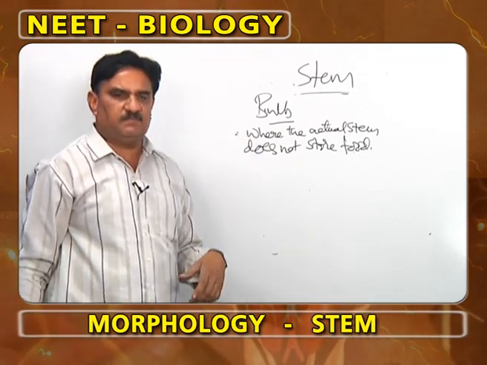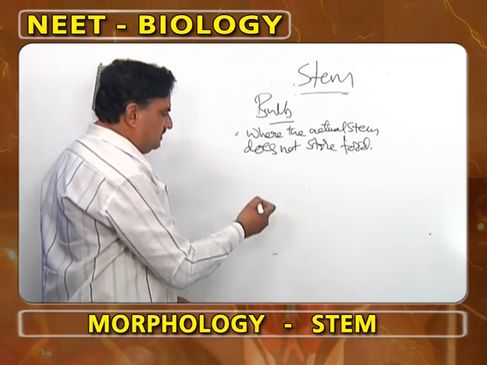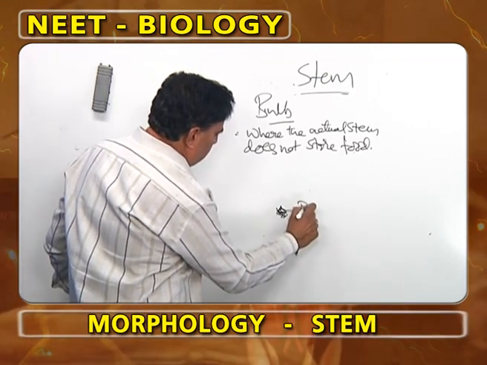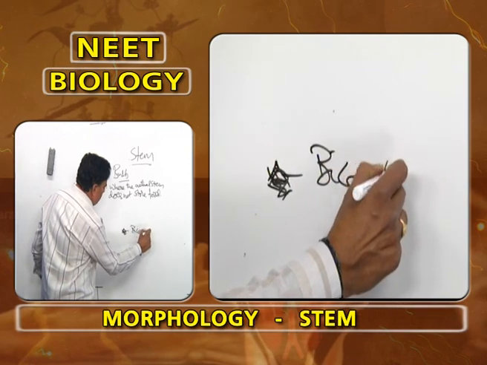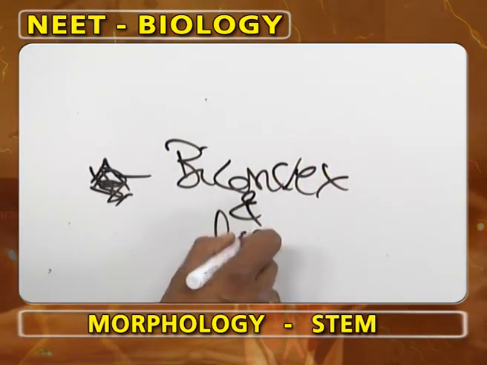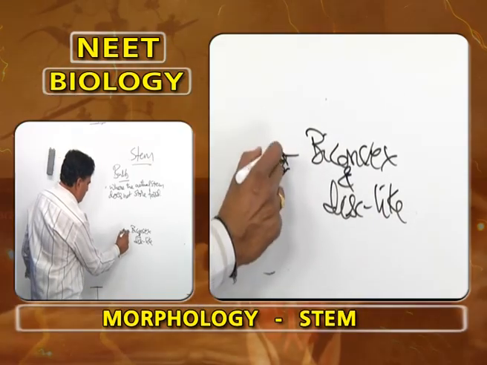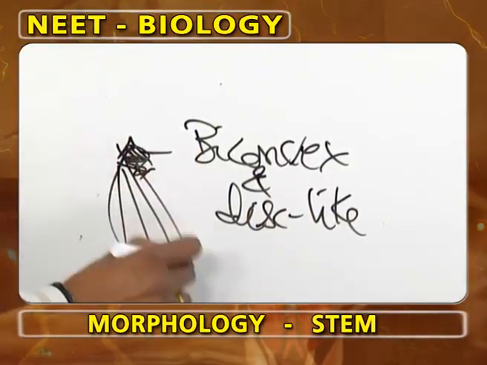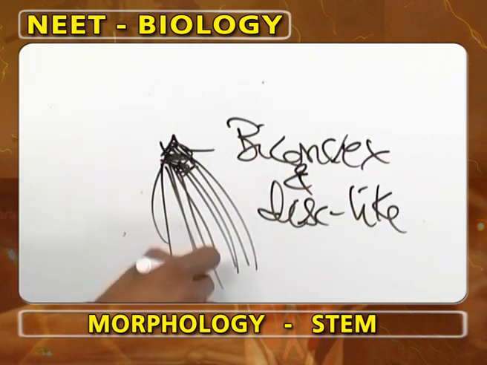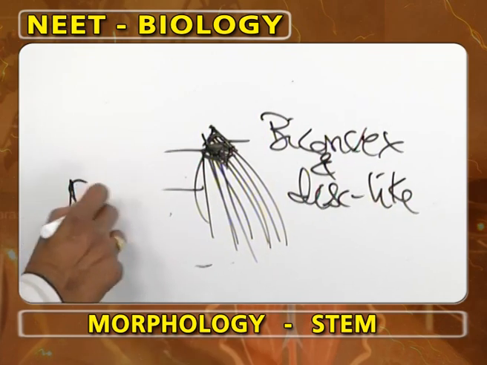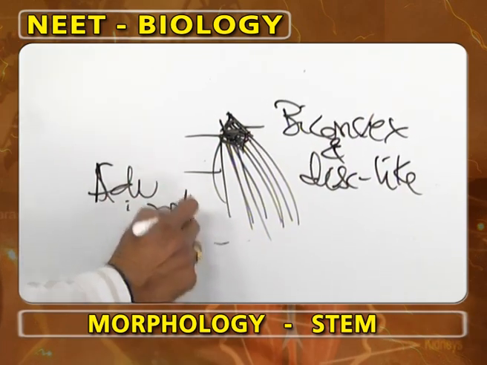It is dorsiventrally differentiated and very much branched. Bulb is an underground stem modification where the actual stem does not store food material. Here the stem is very much condensed, biconvex and disc-like. From the lower side of the stem, a bunch of adventitious roots are produced.